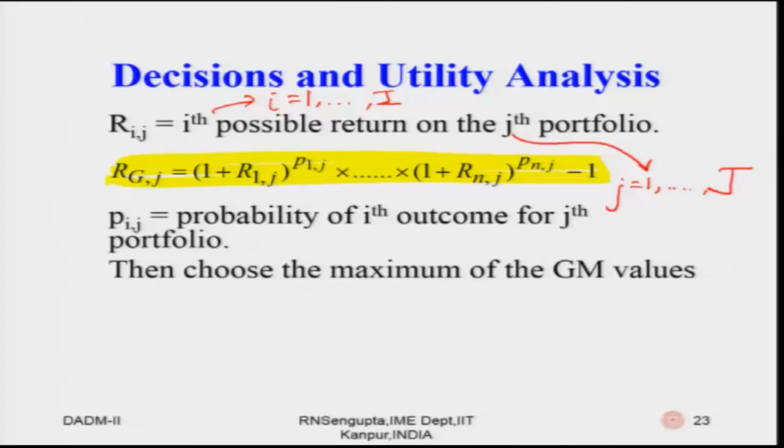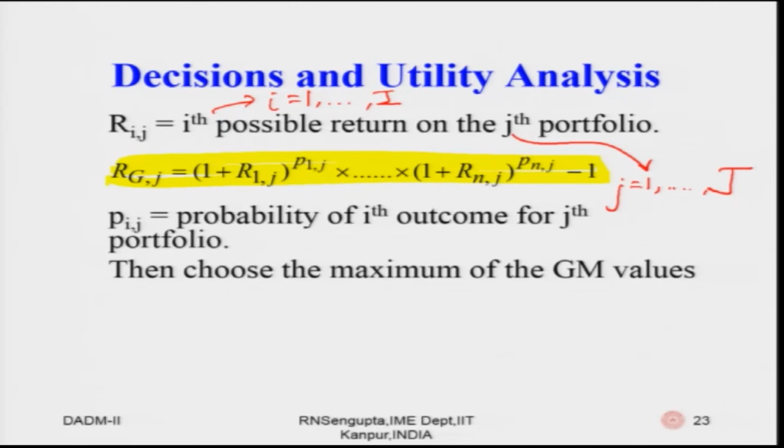So, that is basically the simple history of why we are taking this geometric mean. For any decisions, financial facts being very important, they would always consider the geometric mean concept in order to make those decisions accordingly. So, if Pij are the probabilities of the ith outcome for the jth portfolio, then we choose the maximum of the geometric mean value.